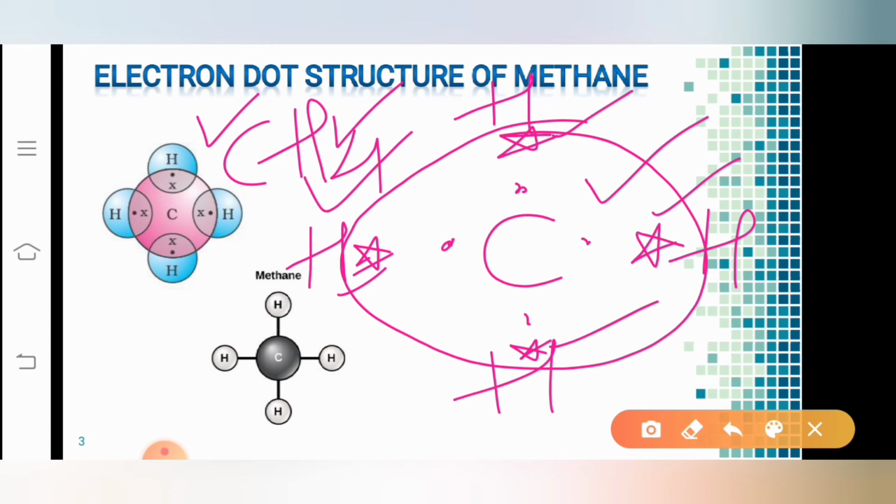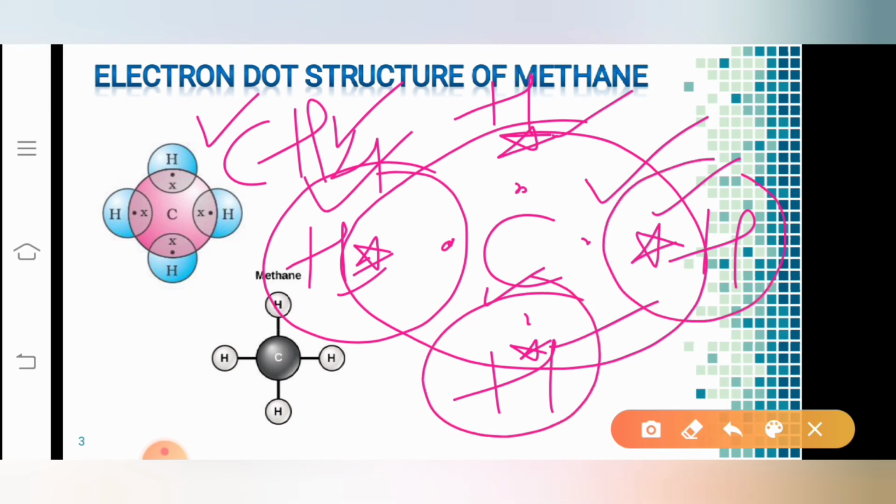Now let us check the hydrogen. Hydrogen has 1 valence electron, and it needs 1 more electron to achieve the noble gas configuration. Correct? So this hydrogen, as it is sharing the electron with the carbon, you can observe it has now 2 electrons. Here also 2, here also 2, here also 2. So now hydrogen also obtained the noble gas configuration. Thereby we have understood how to write the electron dot structure for methane. Clear? So it looks like this. In your textbook it is given like this. Hope you all have understood how to write the electron dot structure.